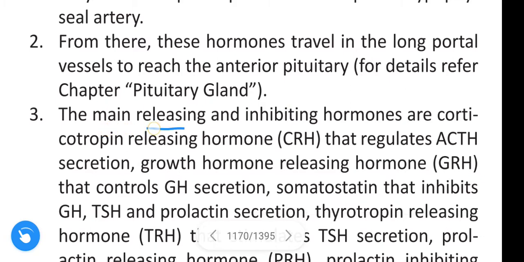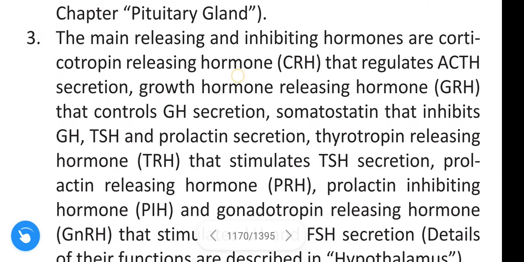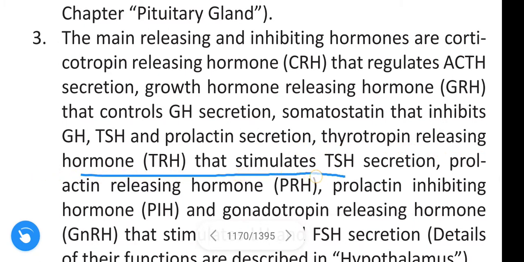The main releasing and inhibiting hormones are corticotropin releasing hormone that regulates adrenocorticotropic hormone secretion. Growth hormone releasing hormone, GHRH, that controls growth hormone secretion. Next, somatostatin that inhibits growth hormone, thyroid stimulating hormone and prolactin secretion. Thyrotropin releasing hormone that stimulates thyroid stimulating hormone secretion.